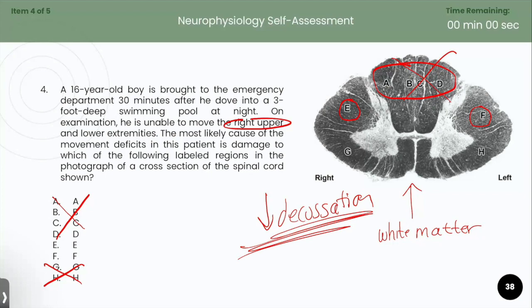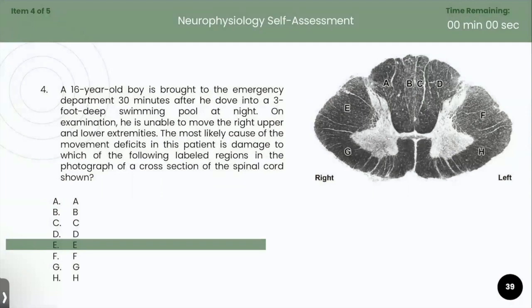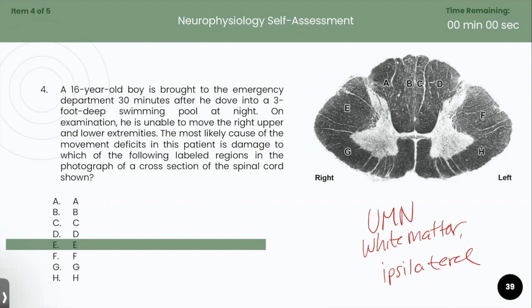So since we are below the decussation, it has to be ipsilateral. So the answer choice would be E, on the right side, because he's having right deficits and we are below the level of the decussation. But it is an upper motor neuron issue because we're in the white matter. So this is a really great example of how we can have an upper motor neuron lesion that's ipsilateral. And this is a good example of how we have to think about upper motor neuron and lower motor neuron separately from ipsilateral and contralateral.